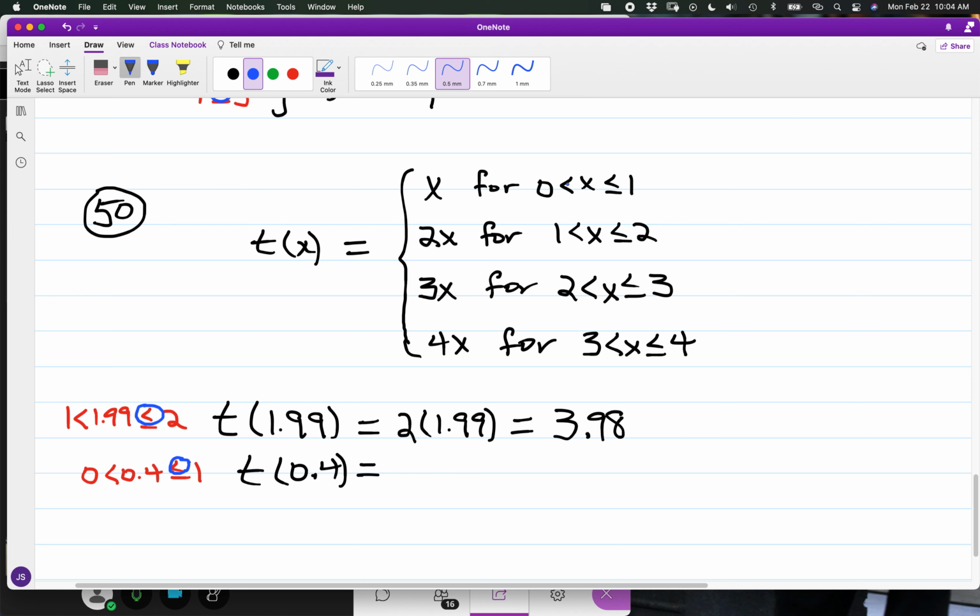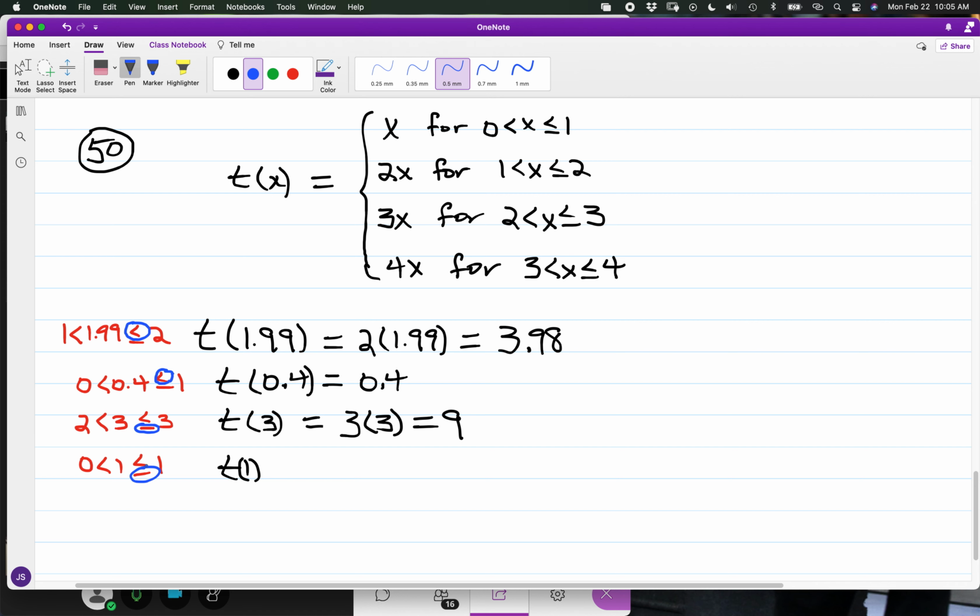And then we have rounding out t of 1. So for the input value of 1, 0 is less than 1, and 1 is less than or equal to 1 thanks to the equal to portion. So for t of 1, this will be referencing t of x is equal to x, so t of 1 is equal to 1.